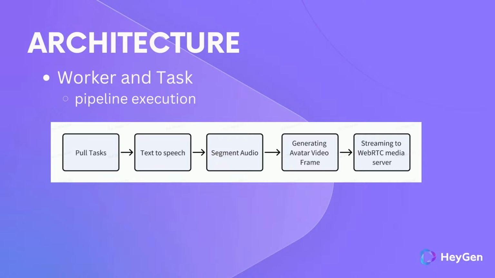Firstly, it tries to pull the task from the signal server. After getting the task, it converts the text into audio using our text-to-speech capabilities. Then we segment the audio into smaller segments, like 3 or 5 seconds. Then we feed the segments into our machine learning models to generate the avatar videos. After the video segments are generated, they are streamed to the WebRTC streaming servers. And that server is responsible for delivering those videos to the client. All these steps are executed concurrently, which can provide better performance.